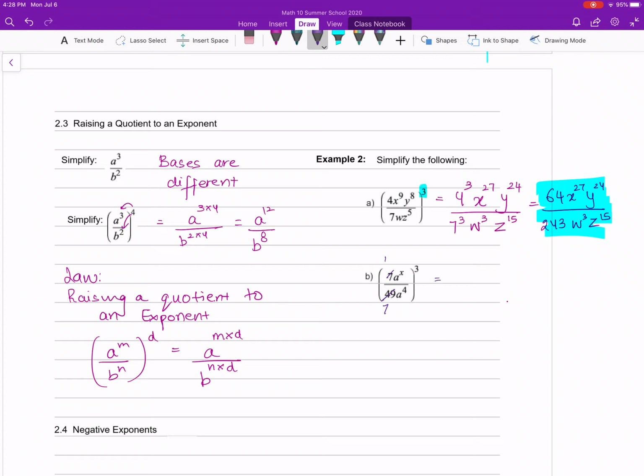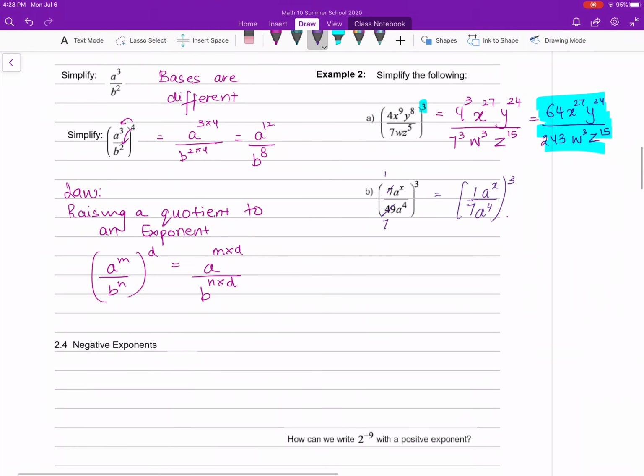So what I'm left with is 1 over 7 a to the power x over a to the power 4 raised to the power 3. Now again, I'm going to simplify this further inside the bracket. So this is the same base, a and a. So 1 over 7 as it is, a to the x, since it's division, I'm going to subtract the exponents, to the power 3. We can also write it as a to the x minus 4 over 7 to the power 3.